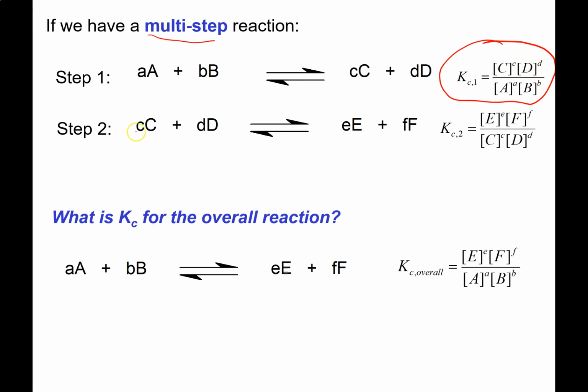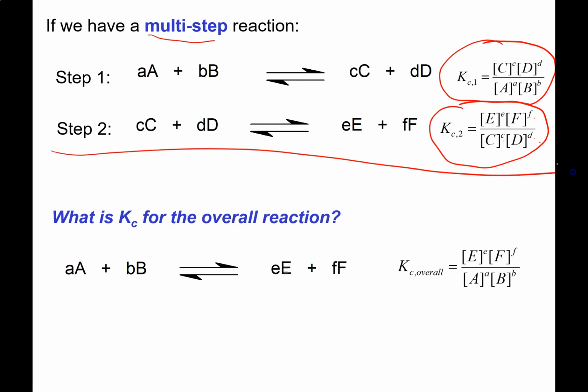In this second step, we've got c moles of C reacting with d moles of D, which is in equilibrium with e moles of E and f moles of F. And again, the concentration equilibrium constant is the concentration of my products over the concentration of my reactants. And then everything is raised to the power of its stoichiometric coefficient.